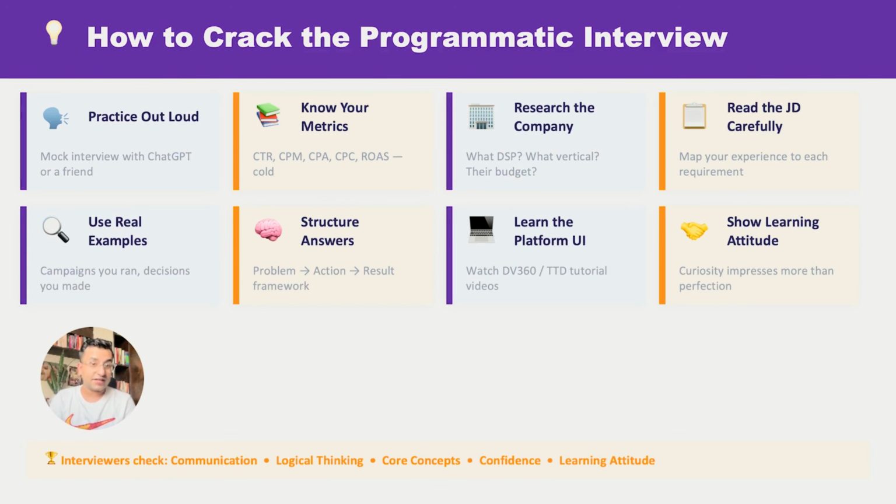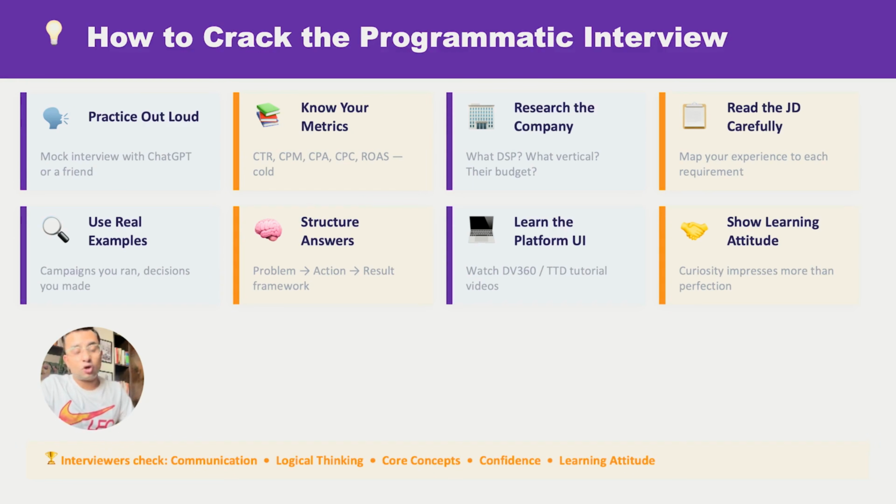So some bonus tips for you. You should practice your answers out loud. You can give mock interviews to ChatGPT or to a friend who is already in the industry. You should know your metrics by heart. You should know what CTR, CPM, CPA, CPC, ROAS mean. You should research the company. What DSP do they use? What vertical are they in? What are the budgets that they generally work with?